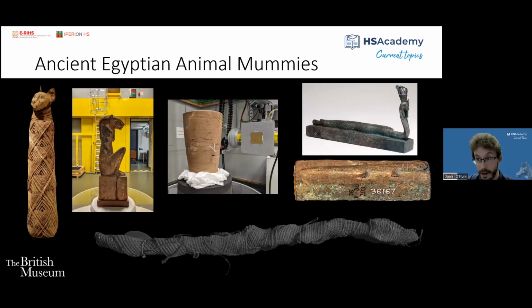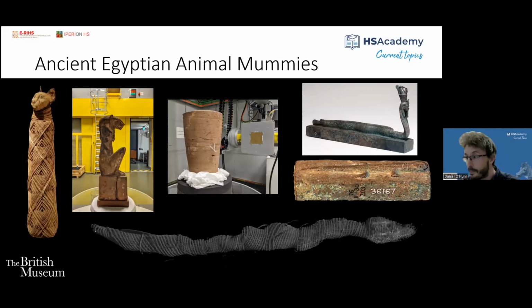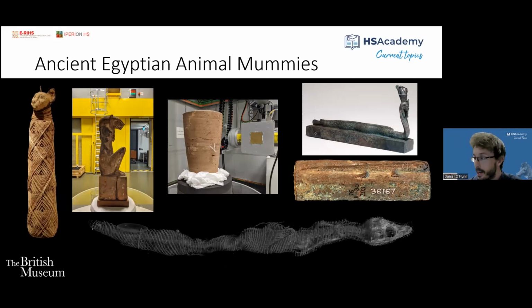And metal is very hard for X-rays to see through. So they're all presenting different challenges for our work. And on the bottom, there is a volume render of a very small crocodile mummy, just to show some of our preliminary results here.